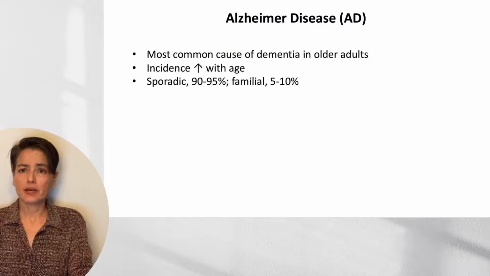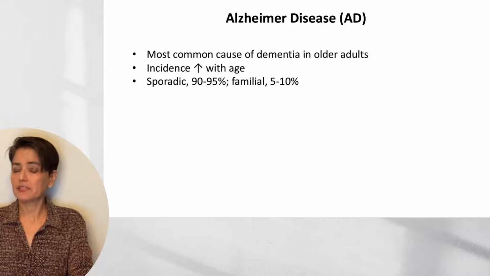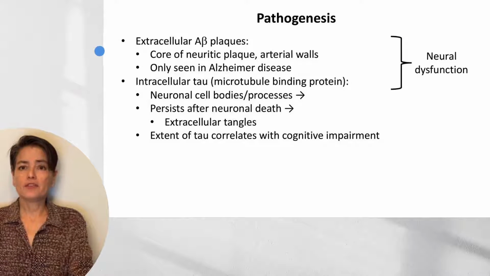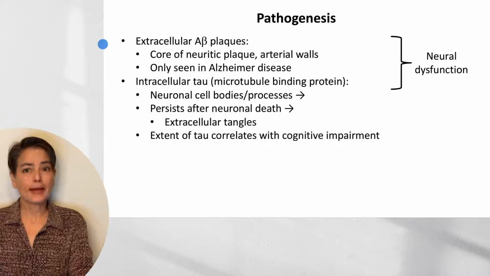Let's begin with Alzheimer's disease, which is the most common cause of dementia in older adults. Incidence increases with age, and while almost all cases are sporadic, about 90 to 95% of cases, familial cases account for 5 to 10% of cases and have been particularly useful in elucidating the pathogenesis of this disease. In Alzheimer's disease, we have 2 primary lesions, the formation of extracellular A-beta plaques and the deposition of intracellular tau, which is a microtubule-associated protein. Through these 2 lesions, through unknown mechanisms, we get neural dysfunction.